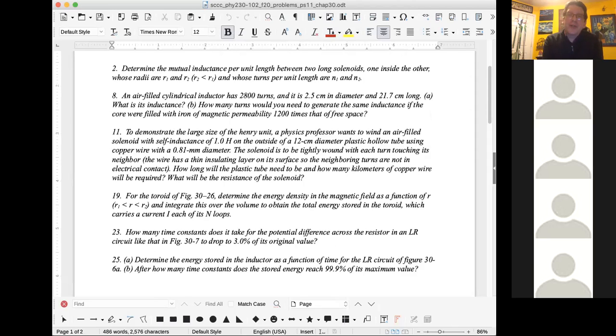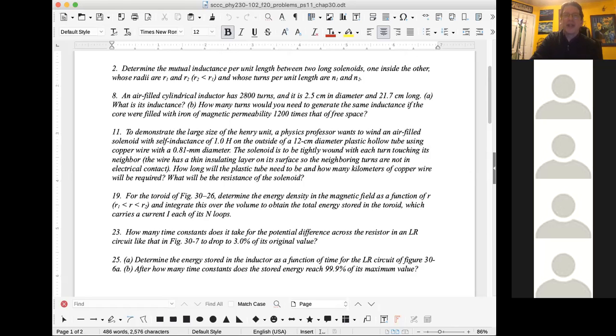B, how many turns would you need to generate the same inductance if the core were filled with iron of magnetic permeability 1,200 times that of free space? So now you're using the value of L you had in part A. You're replacing mu naught with mu, which is 1,200 times mu naught, and then you're solving it for a new value of N. So how many turns would you need given an iron core to get the same inductance?